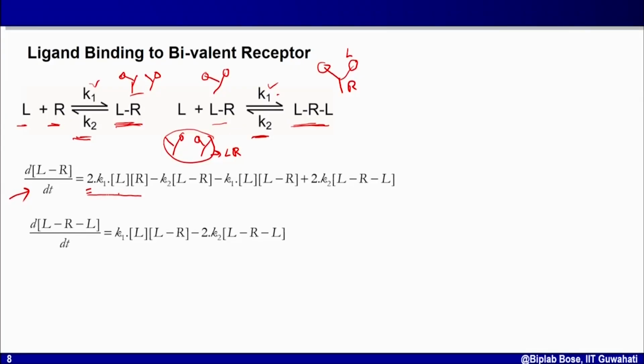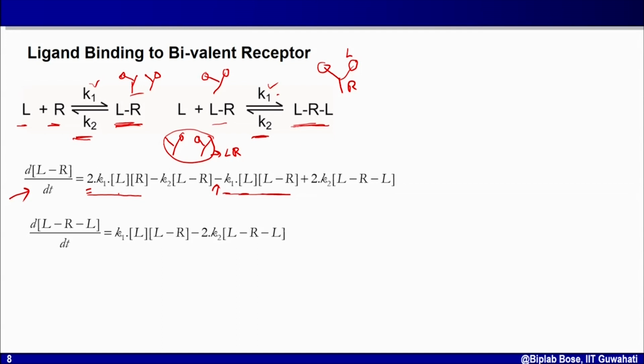So I have 2 into K1 into L into R minus K2 LR. Minus K2 LR is representing the reversal, the breaking down of LR to L and R. So that's why the minus sign is there. Now remember, LR is also getting used up in the formation of the second complex, where another ligand comes and binds. So that rate is represented by K1 L, that is the concentration of free ligand, into the concentration of the first complex LR. So this process is actually using up LR, that's why I have a minus sign here.